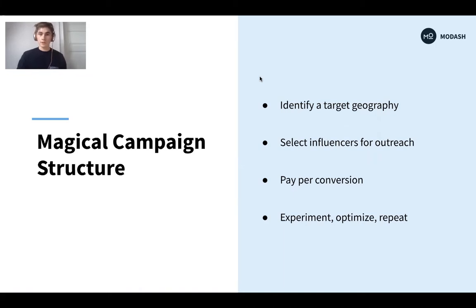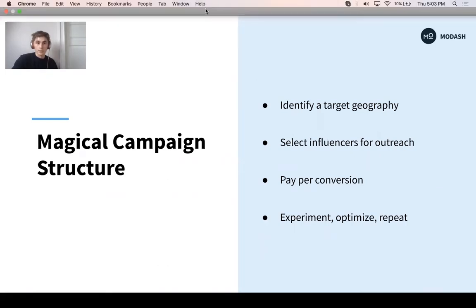That magical campaign structure is basically set up like this. We identify a target geography, select influencers for outreach, pay per conversion, and experiment on that process.